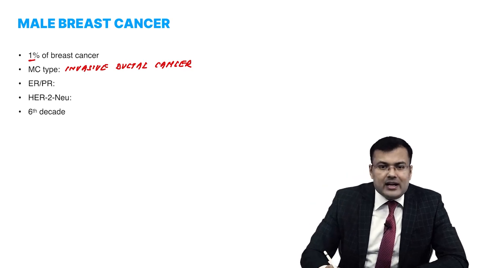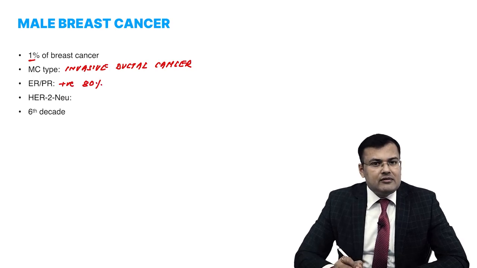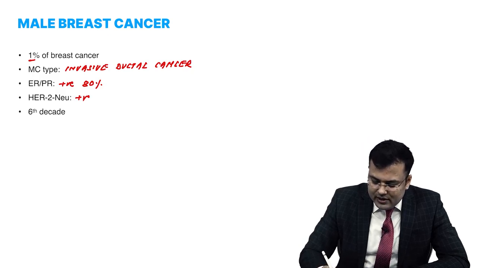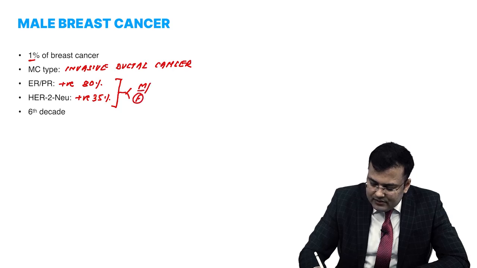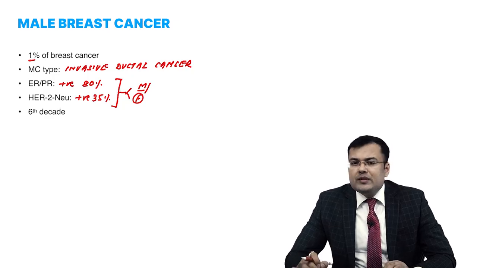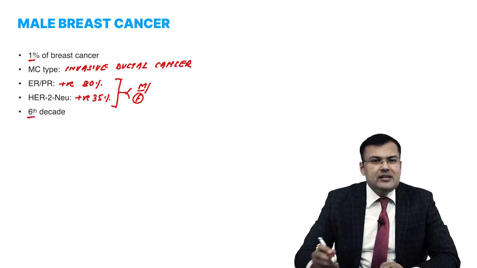Other similarity, ER/PR is positive. In what percentage? In 80% patients. So hormone receptor positivity is seen in 80% patients. HER2/neu is positive in 35% patients in both males and females. Clear? ER/PR is positive in 80%, HER2/neu is positive in 35% cases. Carcinoma breast in males is seen in the 6th decade.